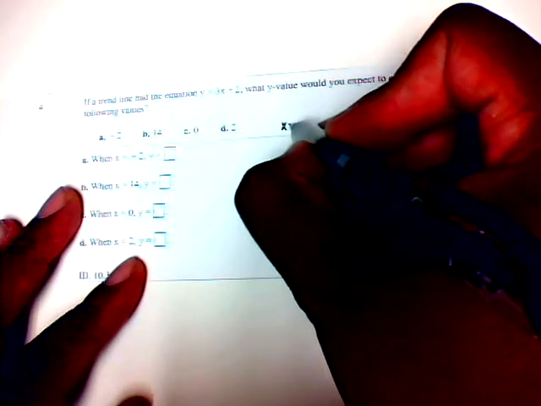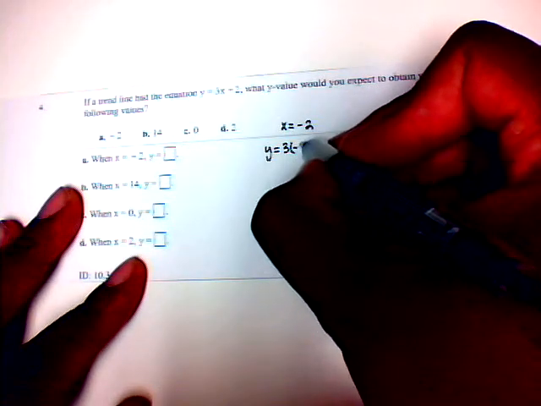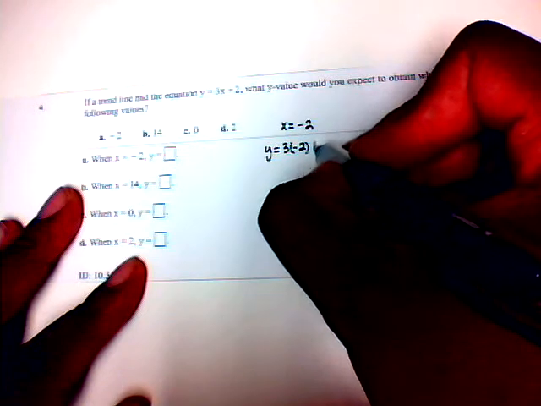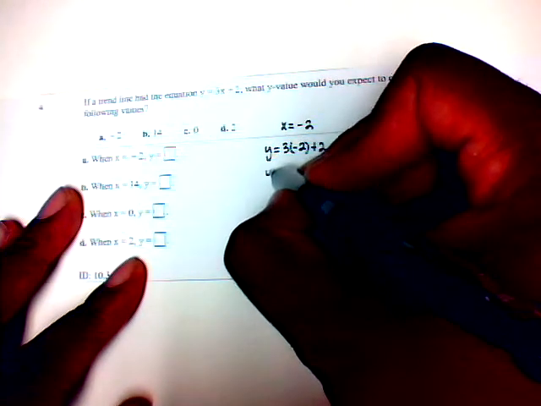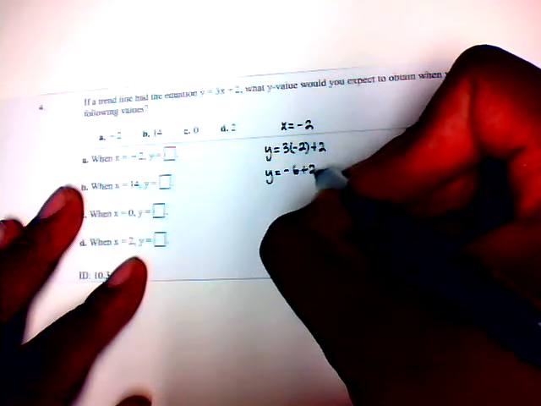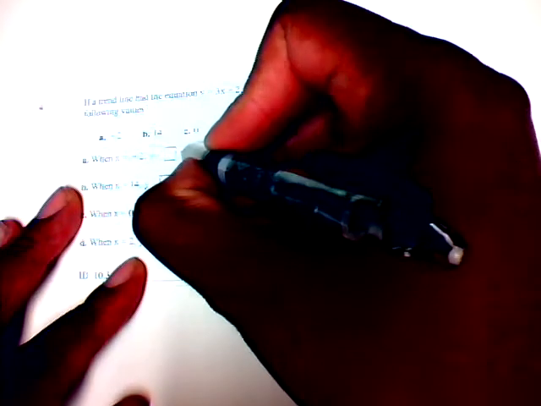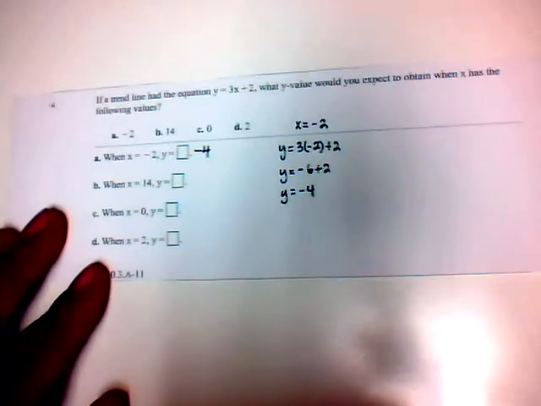Well, here when x is equal to negative 2, then that means y is equal to 3 times, you just replace your x with negative 2, so it'll be 3 times negative 2 plus 2. 3 times negative 2 is negative 6. Negative 6 plus 2 would be negative 4. So when x is negative 2, y is going to be negative 4.